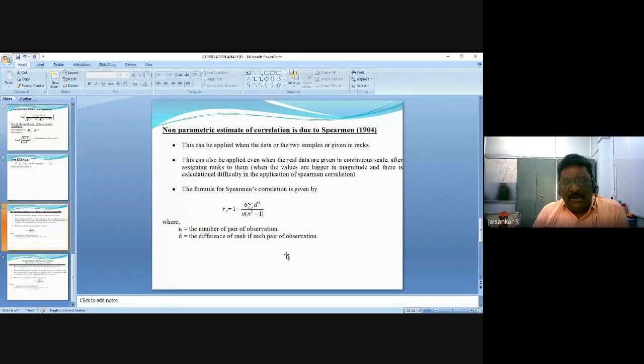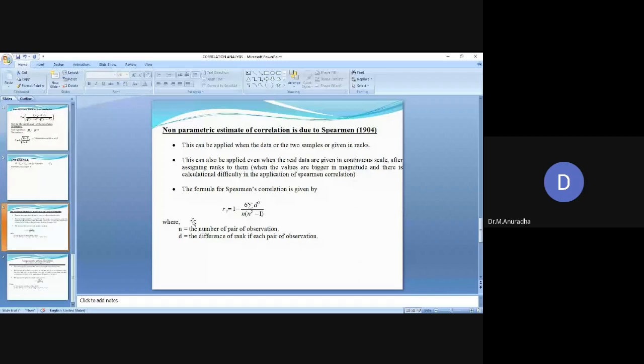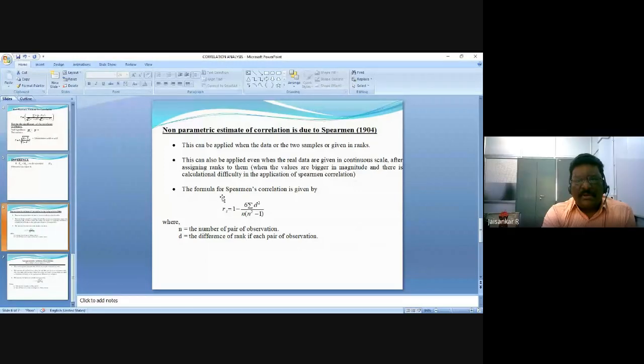Any doubt about the correlation coefficient, sir? Because many of you might have used it. Any doubt about it? Hello? Anybody else? No doubt, sir.